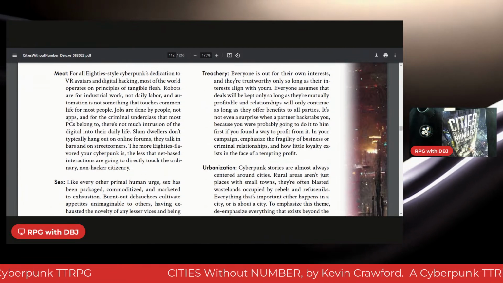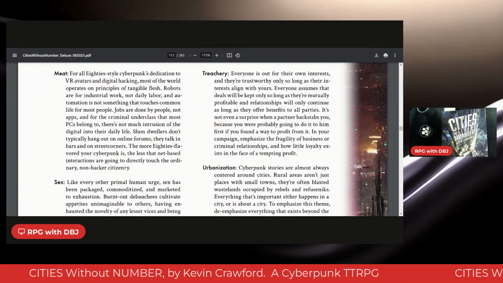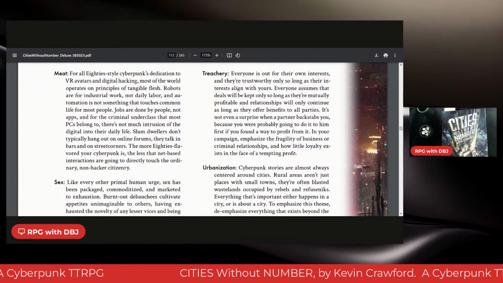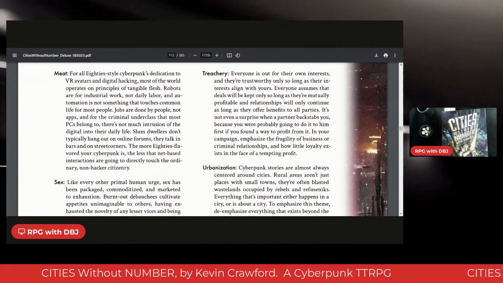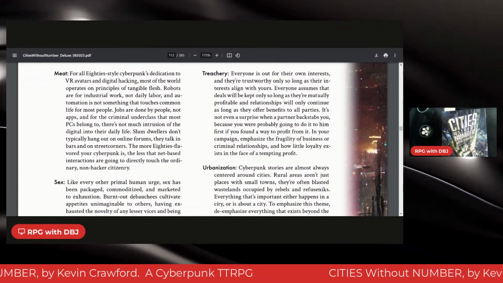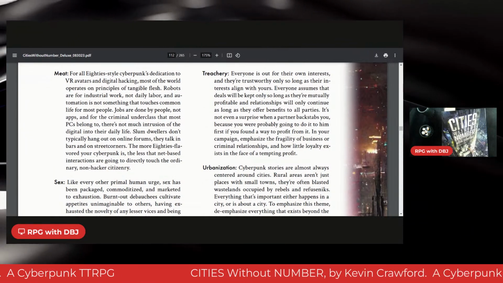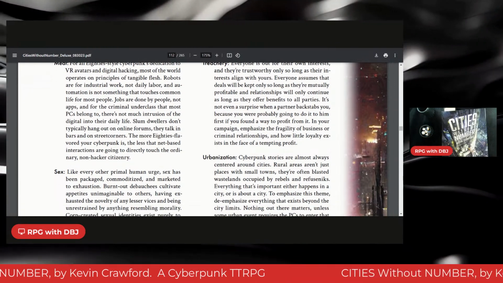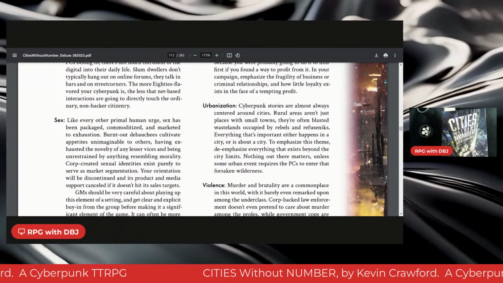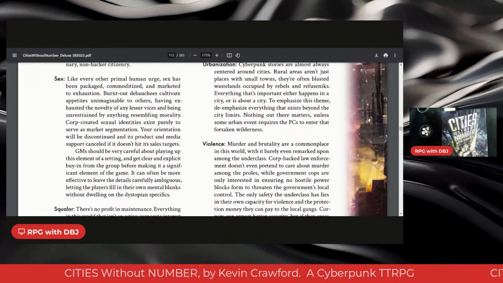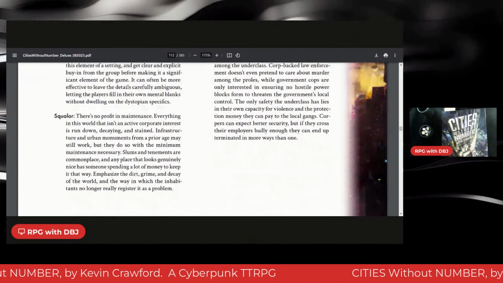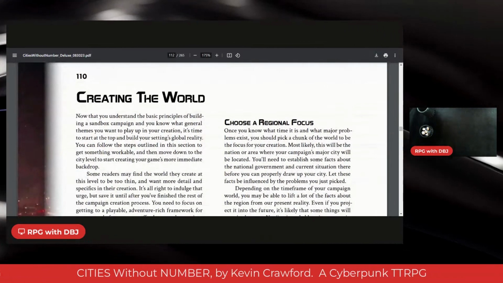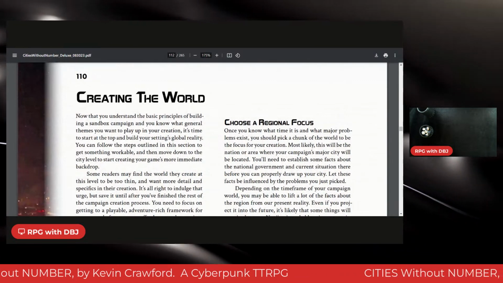And I think what they're trying to say is it's about the human being, and the corruption of the flesh. It's the meat, right? It's the human beings that you see around you. It's not like Wall-E, where there's just automation and everything is done for you. No, no, no. A person's got to do it in some way, shape, or form. Treachery, usually because the corporations control everything. Urbanization, sex, violence, squalor. So those are thematic elements to think of when creating a cyberpunk world.